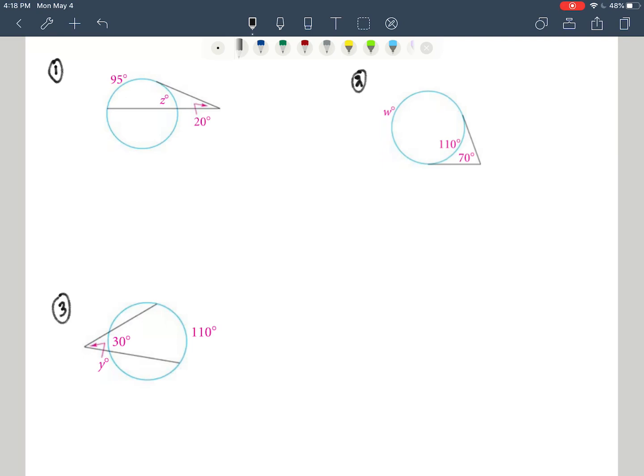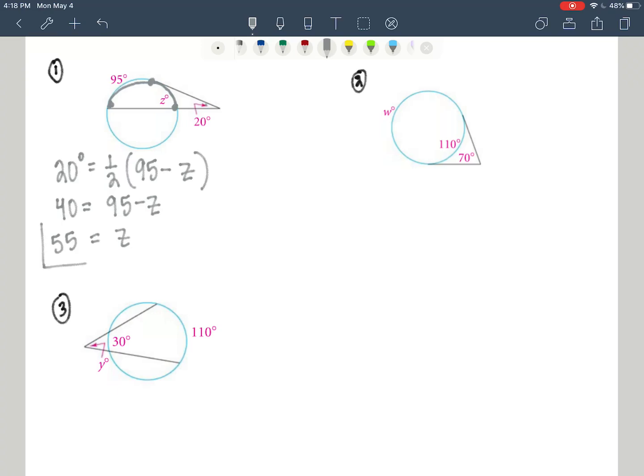Okay, so here we've got our outer angle. So our angle is 20 degrees, and that's going to equal 1/2 the big arc, which is 95, minus the small arc, which is z. And now I get to solve for z. I'm going to multiply both sides by 2, which gives me 40 equals 95 minus z. Then I'm going to add z, subtract 40. I might even do mental math. Z equals 55. So z is 55.